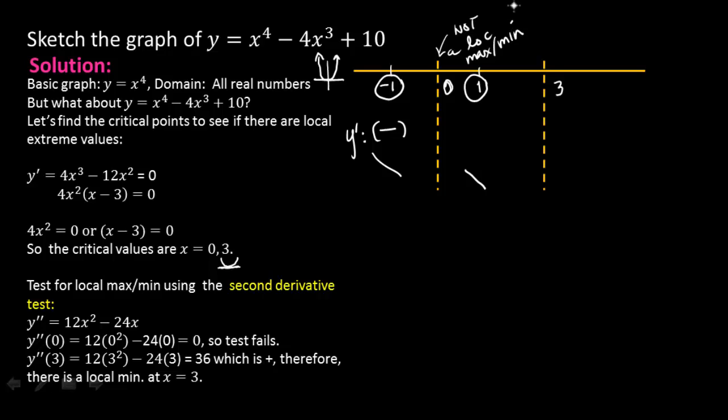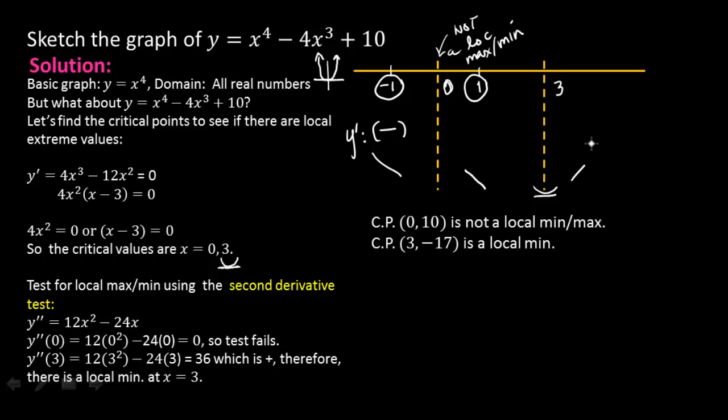Okay? But we've already shown that at x equal to 3, you have a concave up, so we know that it will be increasing to the right of 3. Right, so what is our conclusion therefore? At x equal to 0 and the y value is 10, it is not a local max or min. So that means it's not a local extreme value.